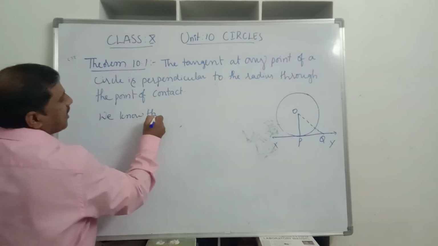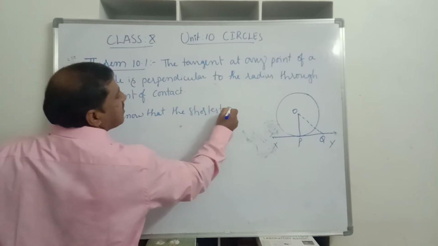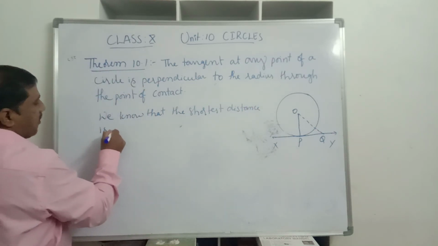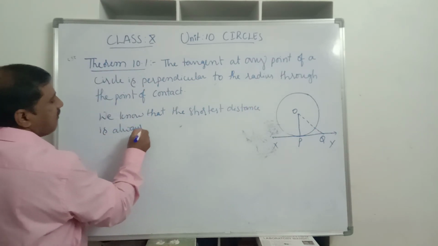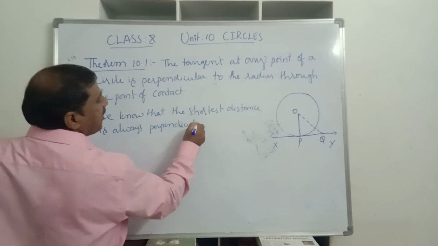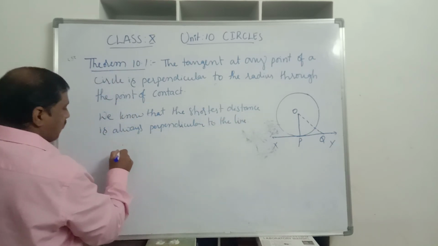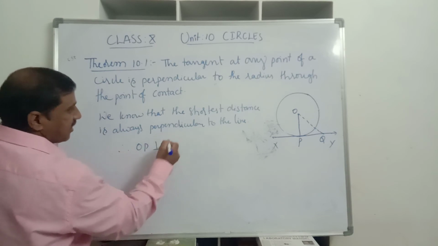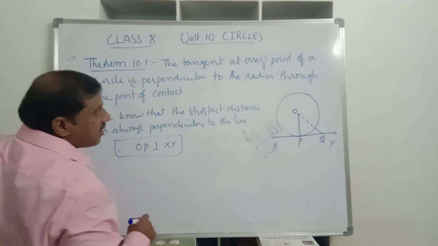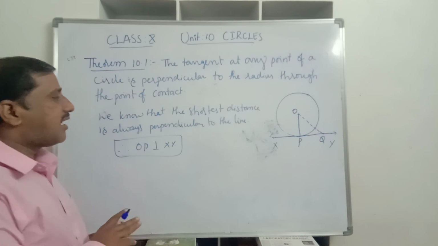We know that the shortest distance is always perpendicular to the line. Therefore, OP is perpendicular to XY. So like this, we'll prove it by using the concept of taking a point outside the circle.